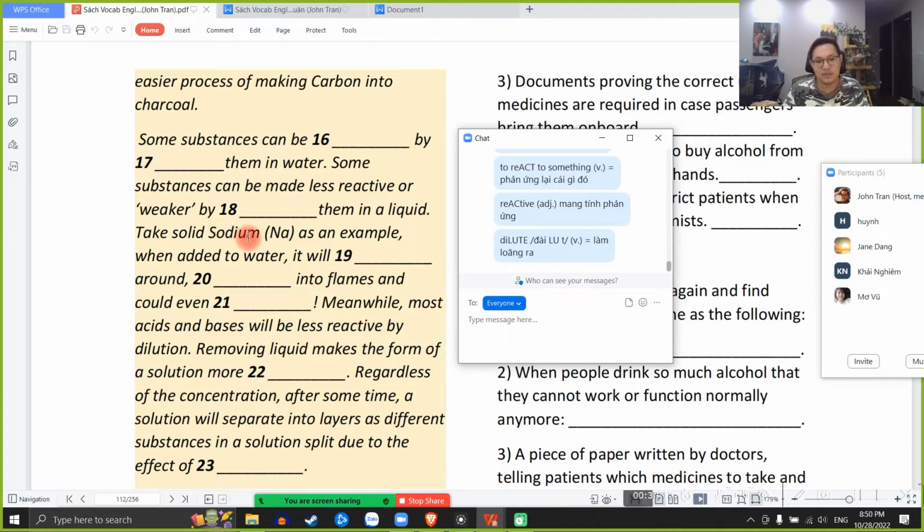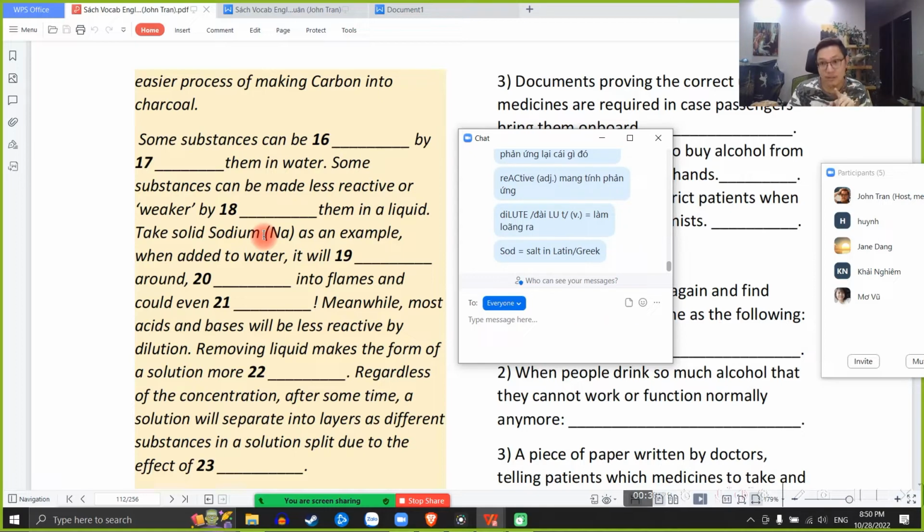Bây giờ lấy sodium, tiếng Việt là natri. You know why natri is called sodium in English? Because sod means salt in Latin or in Greek. Chữ sod có nghĩa là muối, salt, trong tiếng Latin hoặc tiếng Hy Lạp. So people take sodium of course from salt. Đương nhiên là lấy chất sodium này từ muối ăn rồi. So it's called sodium because of that.